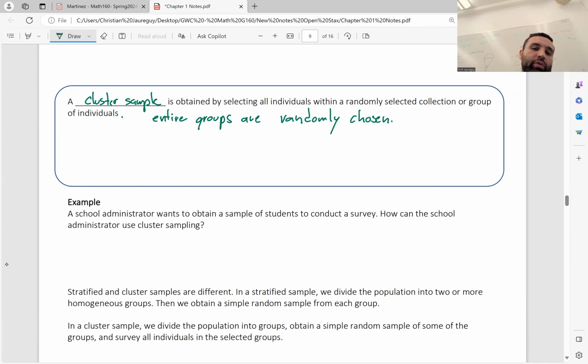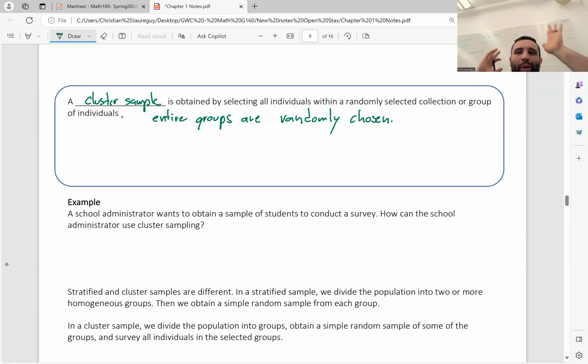Entire groups are randomly chosen. So that might clear up the definition. So the first three we talked about, simple random sample, stratified sampling, as well as systematic sampling, are the most ideal styles of sampling, but they're not always possible.